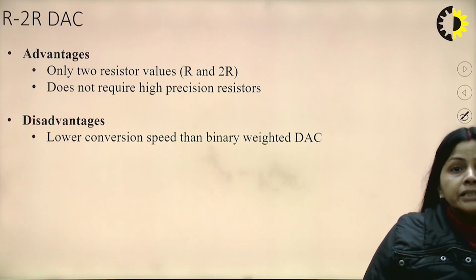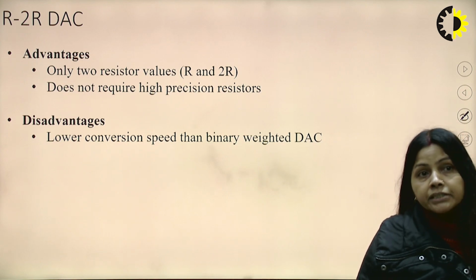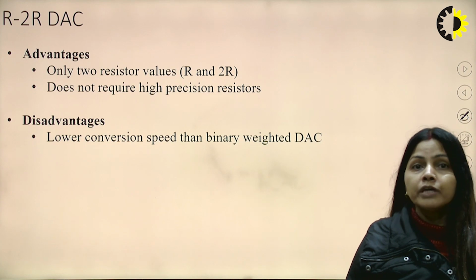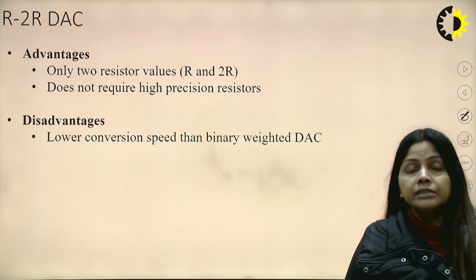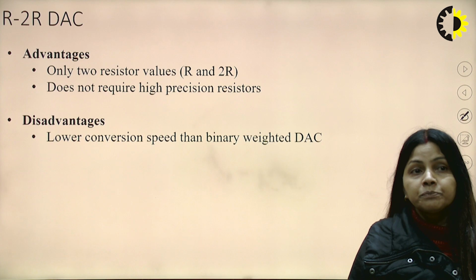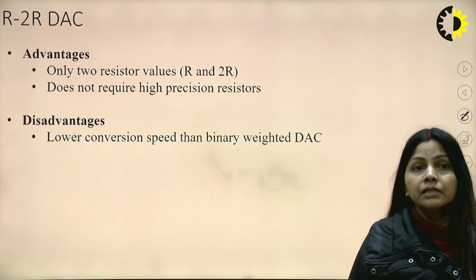The advantages and the disadvantages: advantages are that only two resistance values we are using, R and 2R, and the disadvantage is that the speed is very low in the case of this DAC.